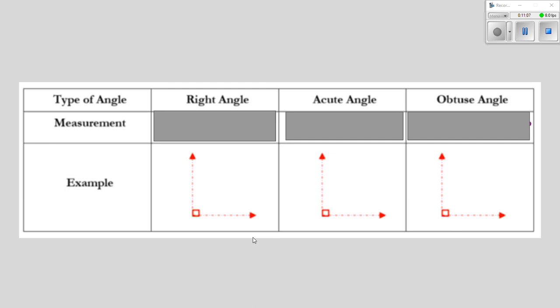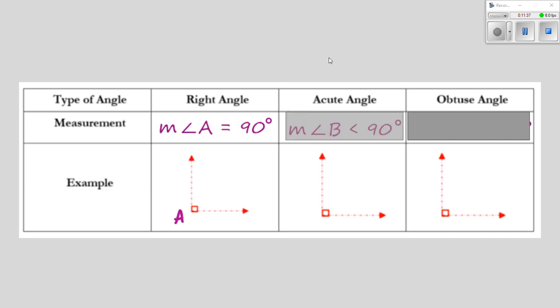We've already encountered these three types of angles before. We're just going to show what the measurement is and what it looks like. So we have a right angle, acute, and obtuse. A right angle is just 90 degrees. And usually you see this little marker on an angle or a right triangle that tells you this is a right angle or this is a right triangle. Once you see that, then you can factually say that yes, this is 90 degrees.